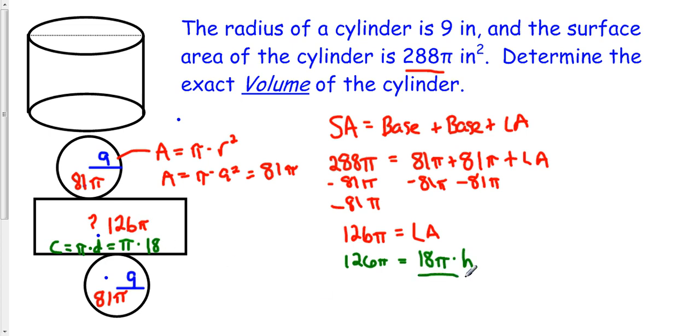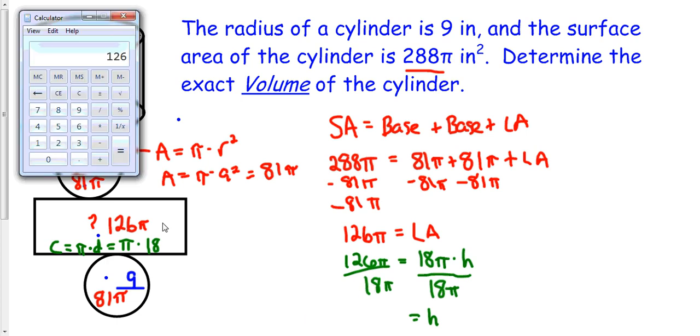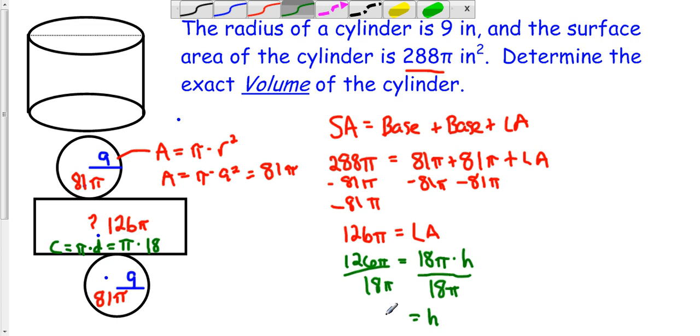So if we take this length, 18 pi, and multiply by the height, we'll get 126 pi. All right, so let's divide both sides by 18 pi, and that will give me the height of this cylinder. So 126 divided by 18, I should be able to do this without a calculator, but I don't want to make a mistake. So I get 7. Okay, so my height of this cylinder is 7.